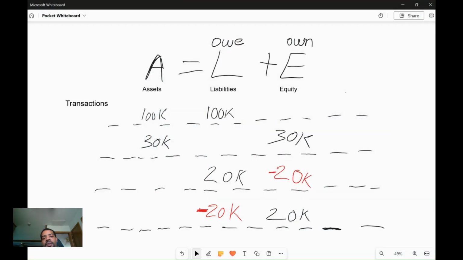Today, we're going to be going over the accounting equation. And the accounting equation sets the foundation for how accountants and other accounting professionals perform bookkeeping.